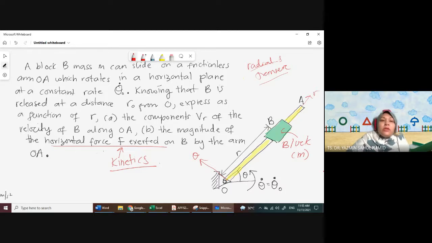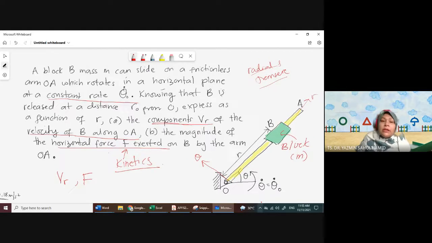Okay, rotate in the horizontal plane at a constant rate theta dot. Knowing that B is released from distance R0, from the original point, it moves outward. Express as a function of R the component VR, the component of the velocity of block B along OA, and then find the magnitude of the force F. So for this question, find VR and find force F.